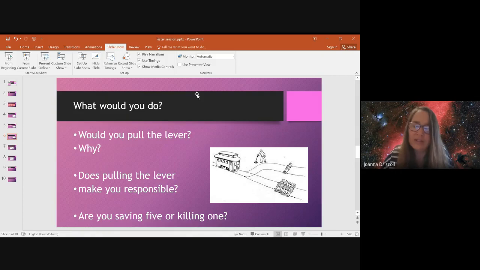So that's one of the considerations that needs to be made. Are you making yourself responsible by pulling that lever? So take that into account. Have another little think. What would you do? Would you save the 5 people? Or would you just let the train do what it was going to do anyway?